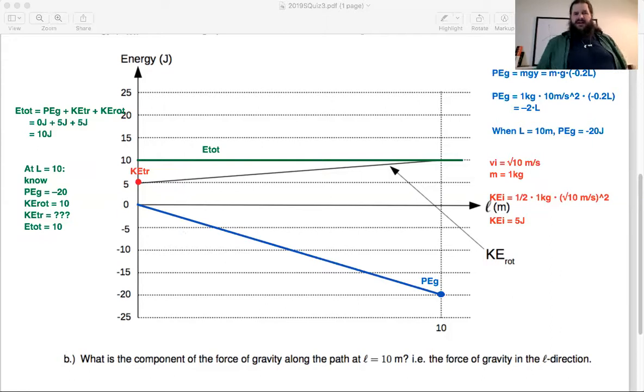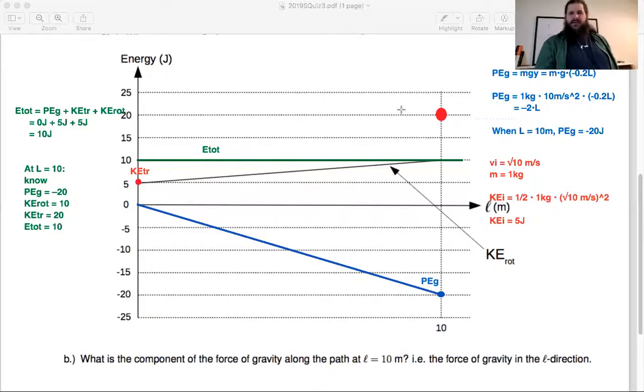So what would translational kinetic energy have to be to make these three values add up to 10 joules? 20. Yeah, should be 20, because that way negative 20 plus 10 plus 20 adds up to positive 10. So we know that at the 10 meter mark, kinetic energy has to be 20. So we can put a mark there. And we have now two data points.